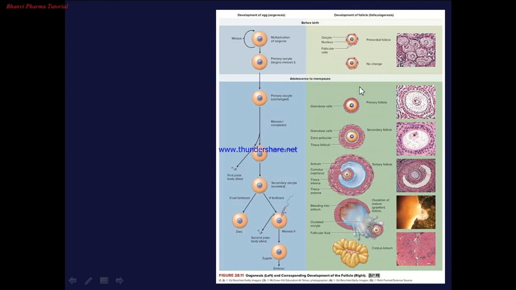You see the diagram of the oocytes, and this is oogenesis. Ovulation and oogenesis are the same process. Once again, I will explain: oogenesis and ovulation are both the same. The cycle is diagrammed here in this chart. You see the same process. This is oogenesis.